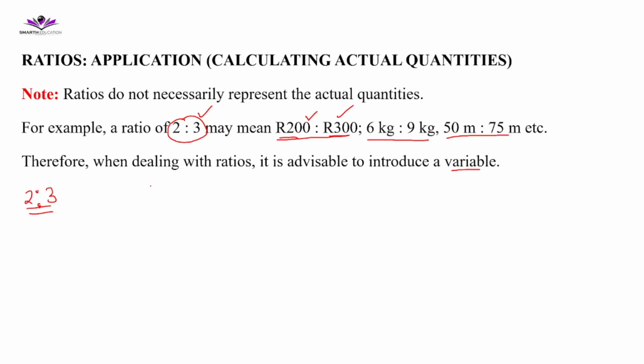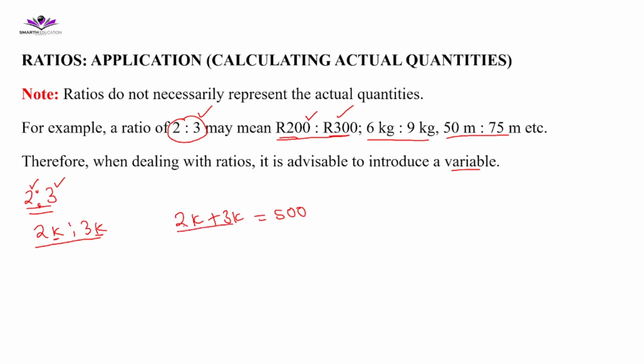We may introduce the variable to get the factor that we multiply 2 with, and we multiply 3 with. So what we can do, we can say 2k and 3k. There's a factor k that we can multiply 2 with and multiply 3 with. So how do we find this factor? You can add these and say 2k plus 3k. Then these must give us 500 Rand. And then what is k?